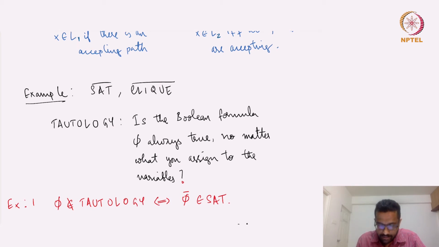Another example, which may take some time to sink in, is tautology. What is tautology? Tautology is the question where I give you a Boolean formula phi and ask: is it always true regardless of what assignment you give to the individual variables in it? This is unlike SAT, where you're asking whether there is some assignment such that it will evaluate to true. Now you're asking whether this Boolean formula, no matter what you assign to it, is always true. This is an example of a language in co-NP. Why is it in co-NP?